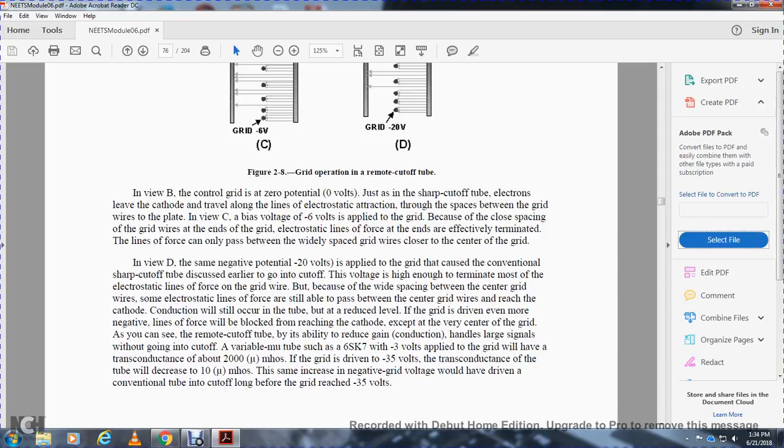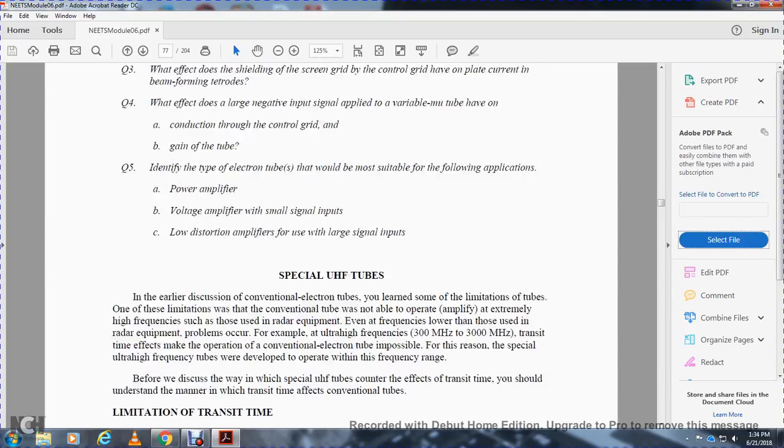The variable-mu tube, such as the 6SK7, with -3 volts applied to the grid, will have a transconductance of about 2,000 micromhos. When the grid is driven to -30 volts, the transconductance of the tube will decrease to 10 micromhos. The same increase in negative grid voltage would have driven a conventional tube to cutoff long before the grid reaches -35 volts.